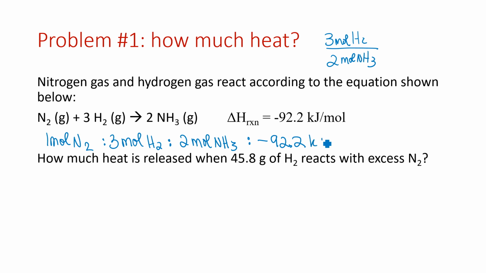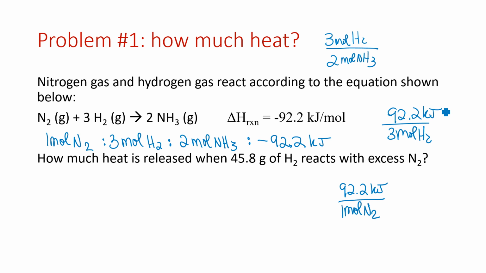So we can say that for example, for every 1 mole of nitrogen that reacts, I'm going to make 92.2 kilojoules of energy. Or for every 3 moles of hydrogen that reacts, I'm going to make 92.2 kilojoules of energy. So it's another stoichiometric ratio we can use in a calculation. So if we see a question like this where I say, how much heat is released when 45.8 grams of hydrogen reacts? Well, just like in any stoich problem, my first step is going to be find mole.